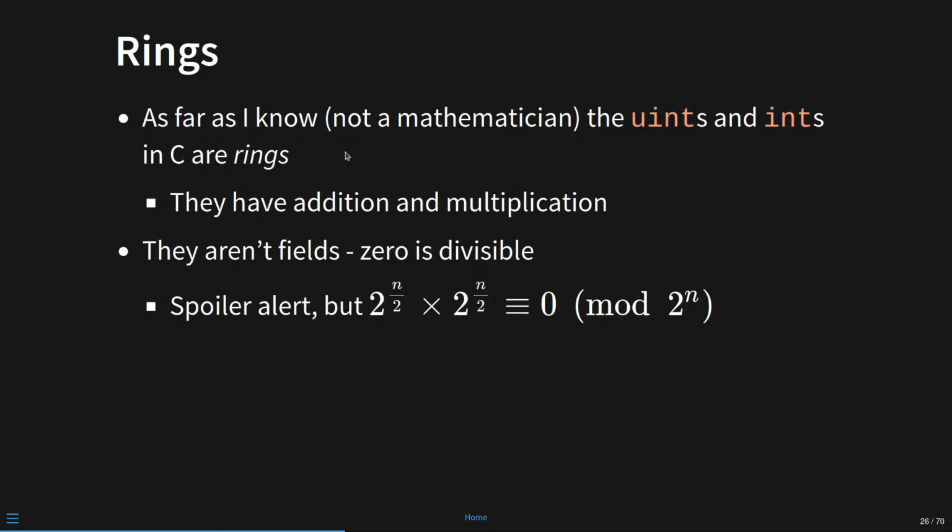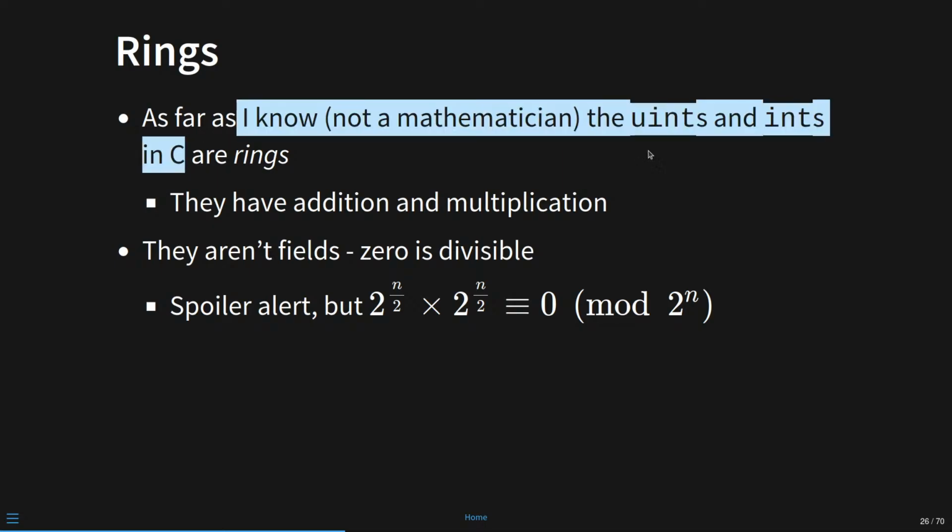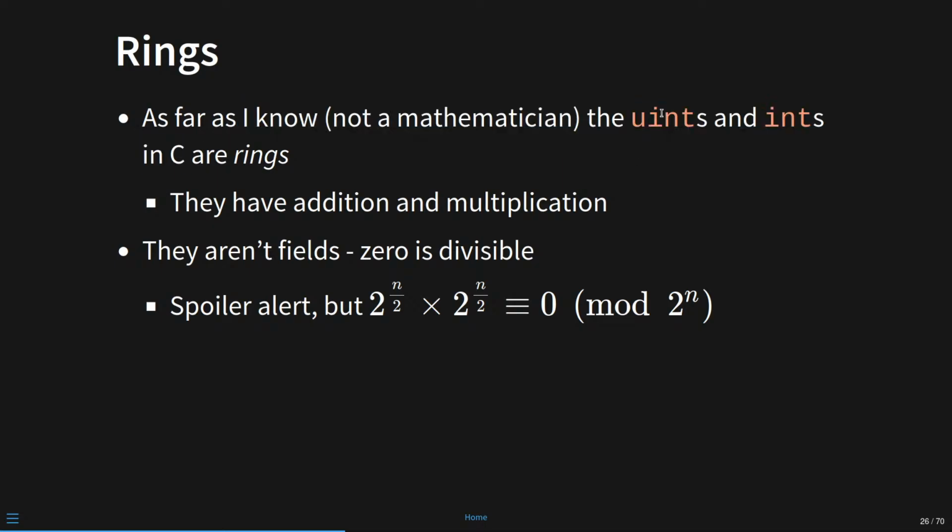Ooh, this isn't updated from the C slides. That's a mistake. So these are supposed to be the UNs and the INs. As far as I know, I am not a mathematician. The unsigned ints and the signed ints used in C, Rust, and Python, and other languages are rings.